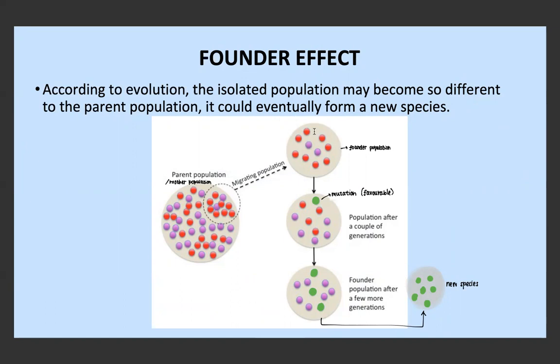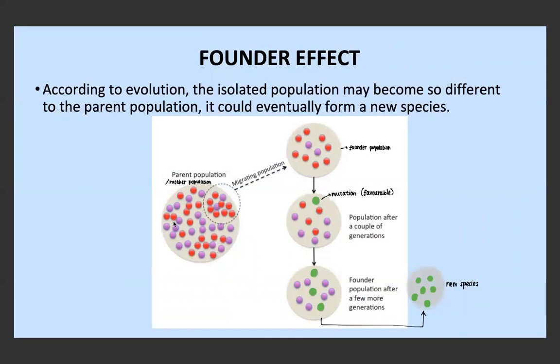Within this founder population, there could be a mutation. For example, this green mutation, which we say is favorable. Now this little green dot is more likely to survive to sexual maturity. It's got an advantageous trait, and it's more likely to pass on this trait. And eventually, over time, we have this new species that possibly could become all green.